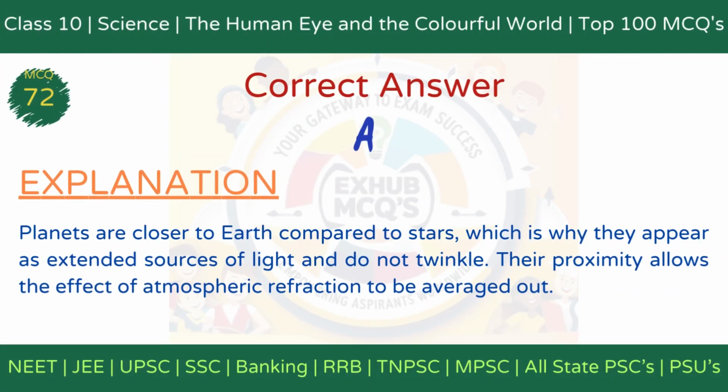The correct answer is option A, they are very close to Earth. Explanation: Planets appear as extended sources of light because they are much closer to Earth compared to stars. This proximity allows the effects of atmospheric refraction to average out, making them steady.